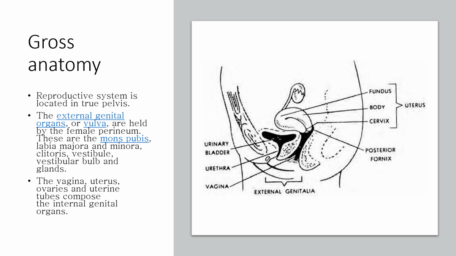Okay. So what is the true pelvis? There are two types of pelvis. First is the false and second is true. False one is the bigger one and true is smaller one. So that's why we call true the lesser pelvis also, and the false is the greater pelvis also.